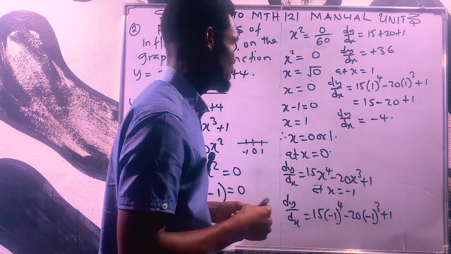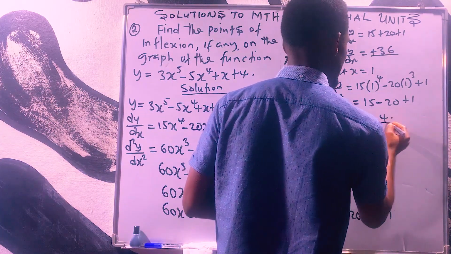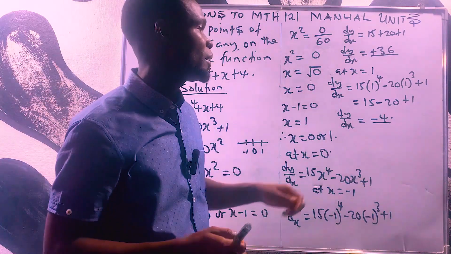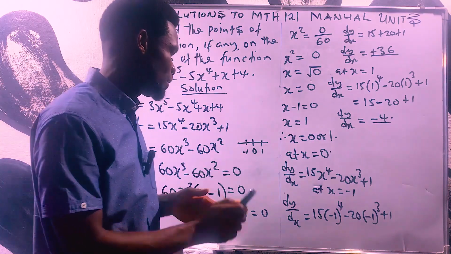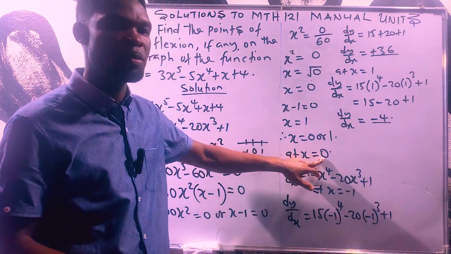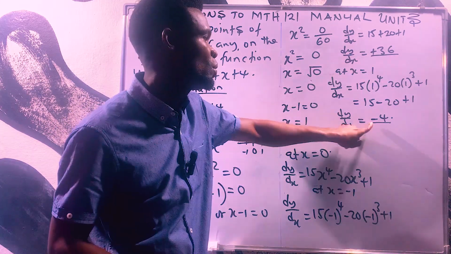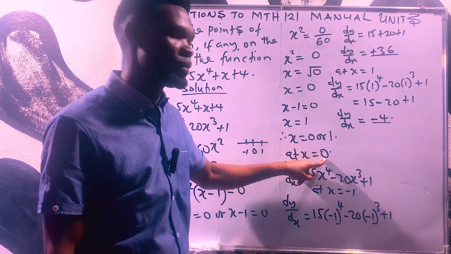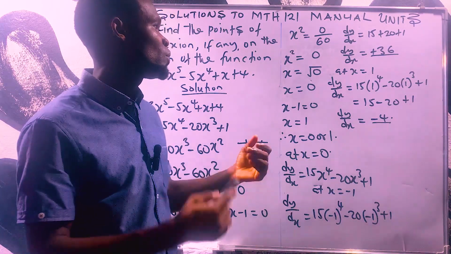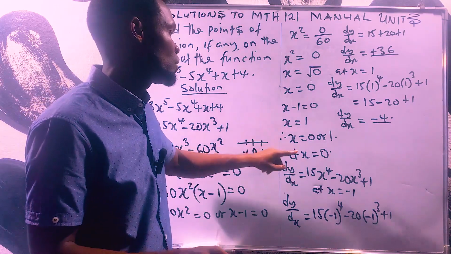So the first value was plus 36. The second one is minus 4. So automatically, the point of inflection does not occur at the point where x is equal to 0. Why? Because there is a change in sign from positive to negative. So it doesn't occur at the point where x is 0. That means you have to test for the second point, which was what?